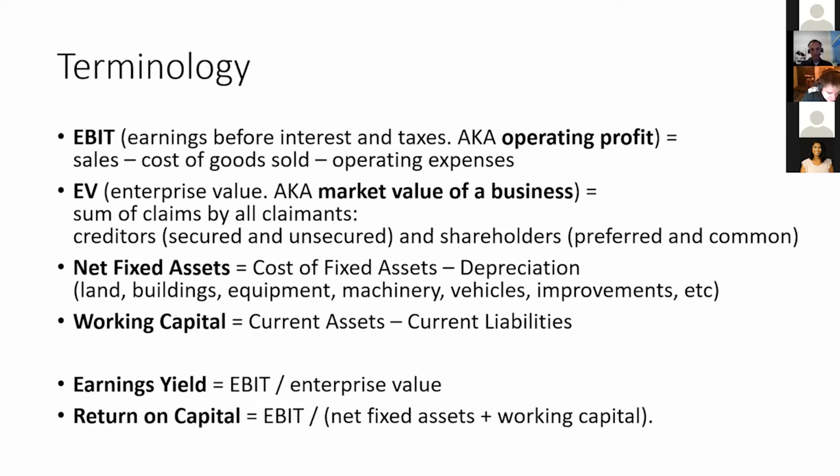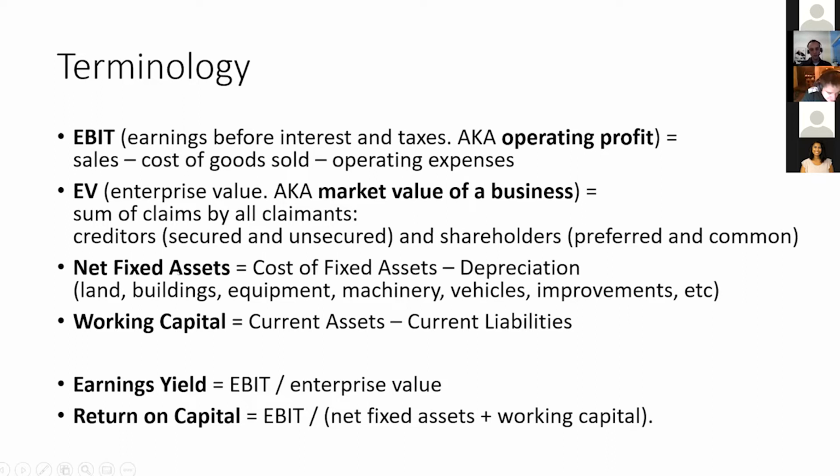So right now we'll cover some terminology that'll be important for understanding how the strategy is constructed. EBIT is earnings before interest and taxes. So think operating profit: sales minus cost of goods sold minus operating expenses. What did your business actually earn as part of its operations? Enterprise value, think about it as the market value of the business. The definition of it is the sum of all claims by all claimants or creditors. So these are your bonds, basically debt, and shareholders, so market cap. It's more than if you just buy all the stock; it's how much you would pay if you were to buy the entire business.